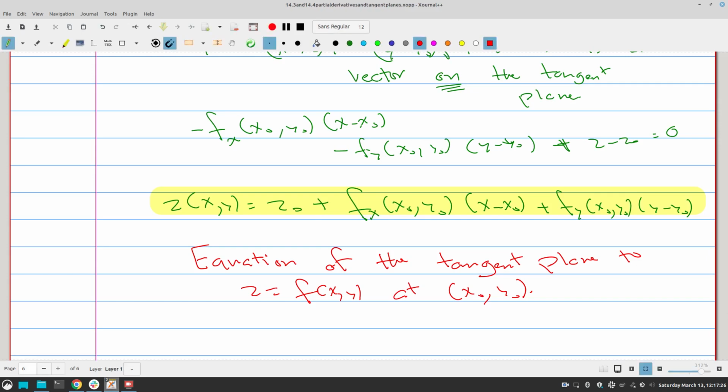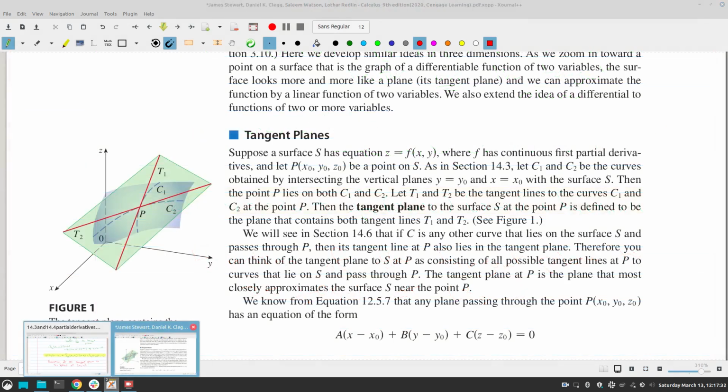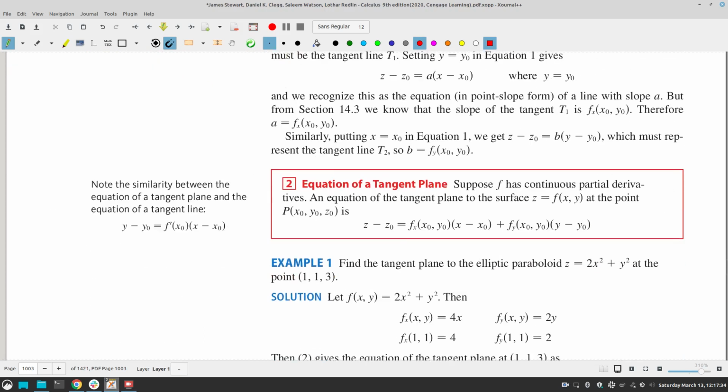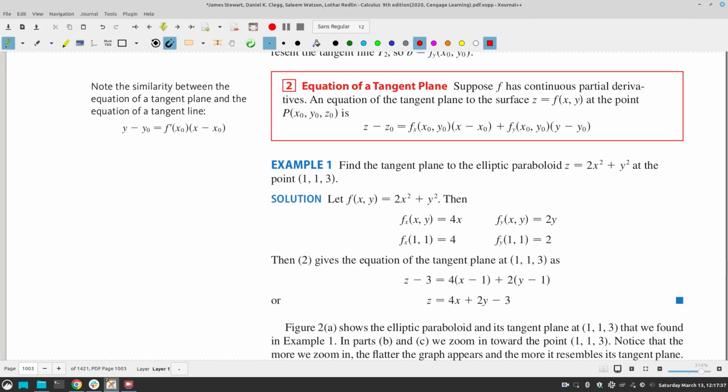Right, so let's look at a worked example of this. Let's say we want the tangent plane to the elliptic paraboloid z equals twice x squared plus y squared at the point (1, 1, 3). First we need our x naught, y naught, z naught: x naught is equal to 1, y naught is equal to 1, and z naught equals 3. You can find z naught just by plugging x naught and y naught into f of x, y.